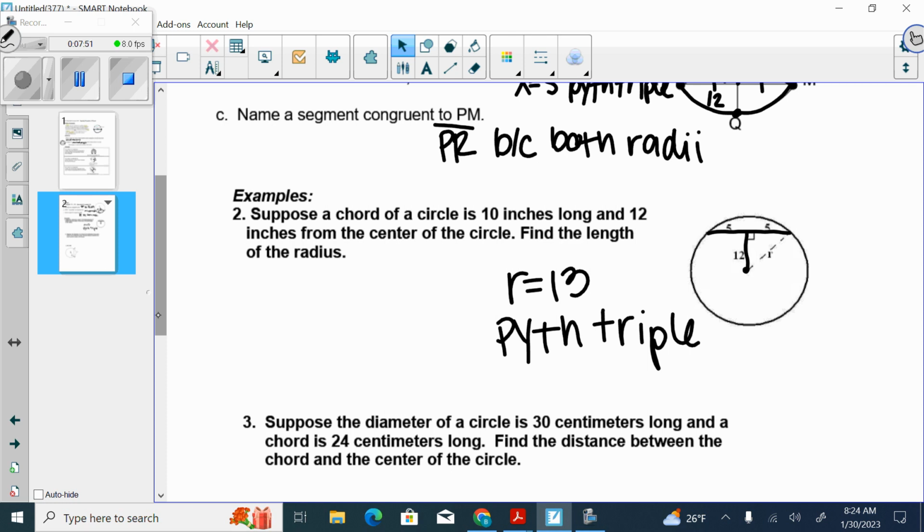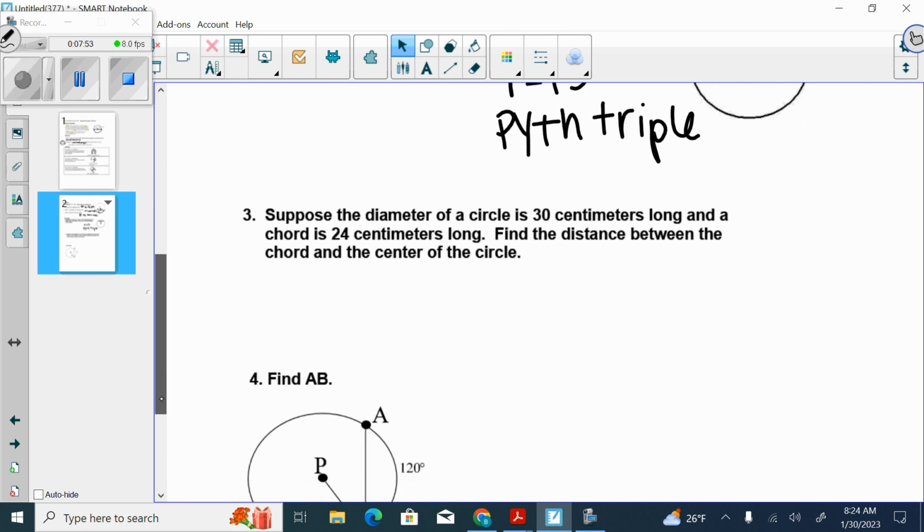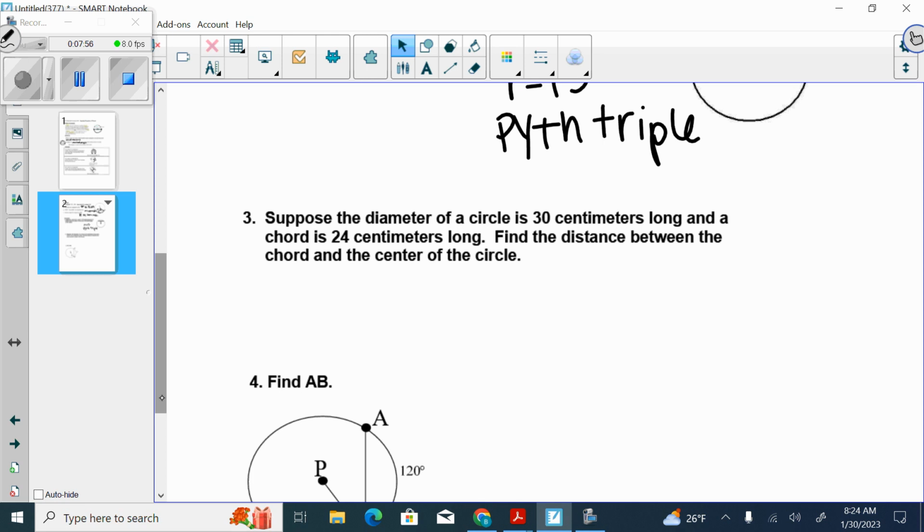All right. Number 3 says suppose the diameter of a circle is 30 centimeters. So they didn't draw a circle for us this time. We're going to draw our own. So we've got a diameter that is 30 centimeters. Here's my center. Here's the diameter. It goes all the way through. Well, if the diameter is 30, what do I know the radius is? 15. So I automatically know that both of these are 15.